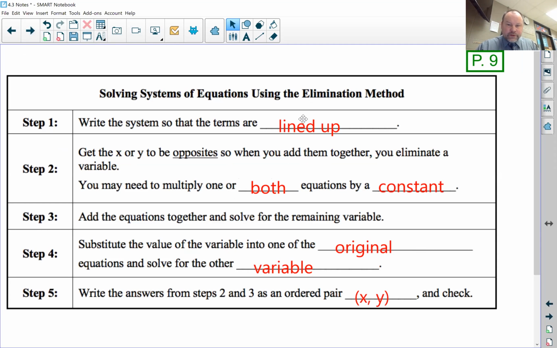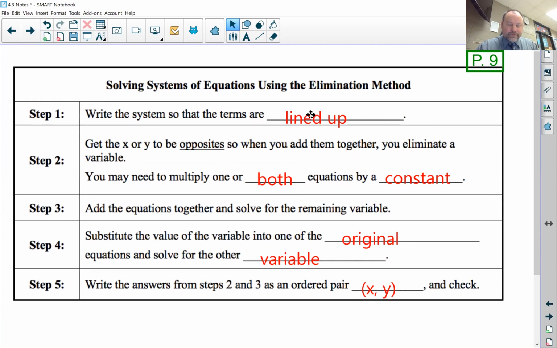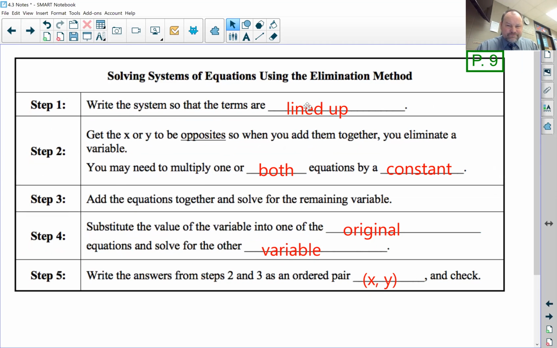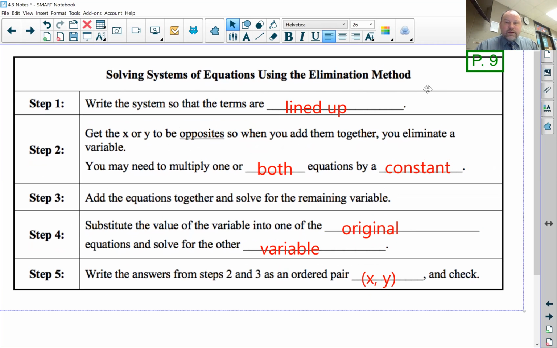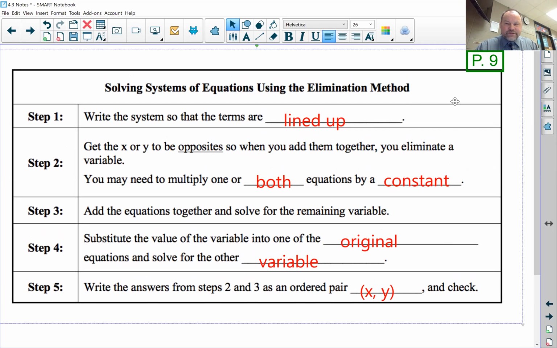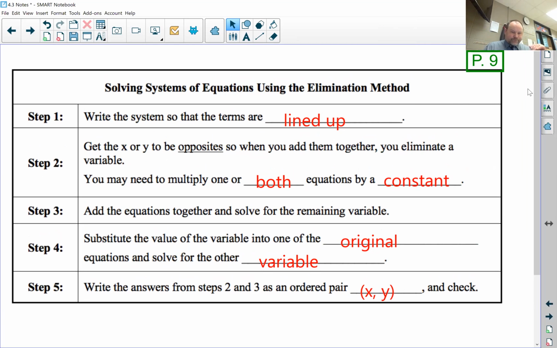All right, so the elimination method, or solving systems using elimination. What we want to do in step 1 is write the system so that the terms are lined up. You'll see when we get to our example what I mean by that. It just makes it easier when we have to actually get to step 3.